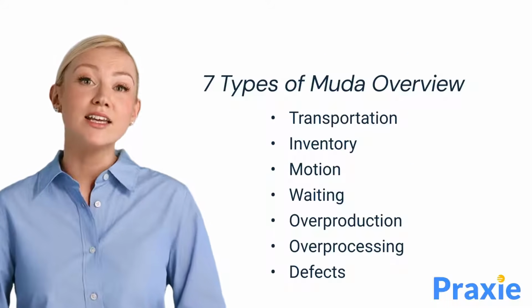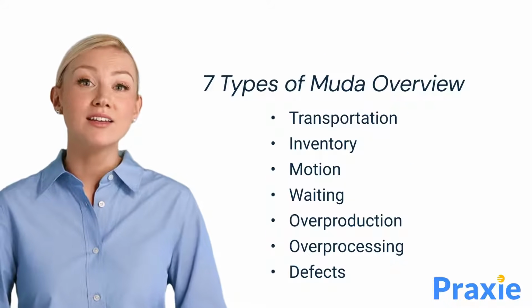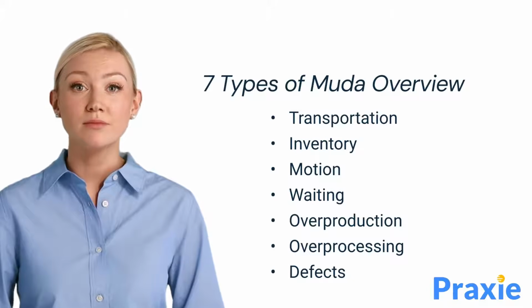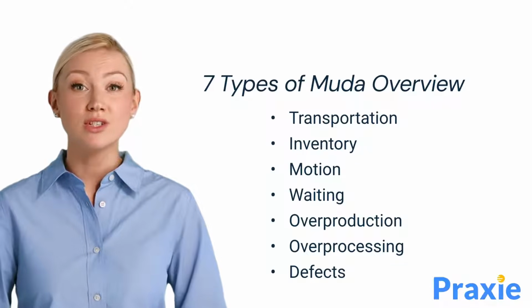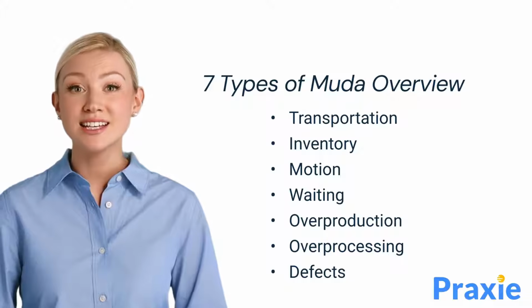Lean identifies 7 types of waste, often remembered by the acronym TIMWOOD. Each represents a unique way that resources are misused, and we'll look at each in detail.